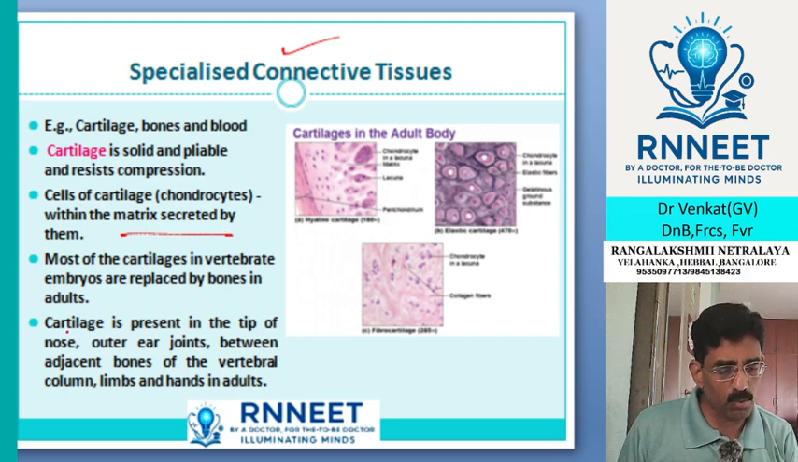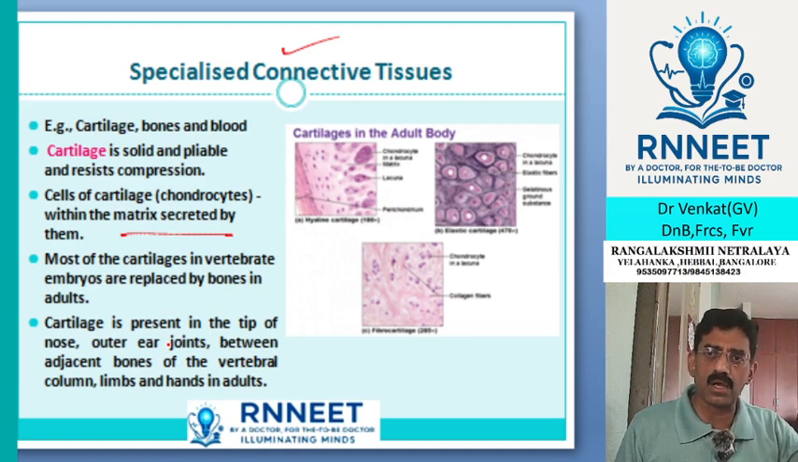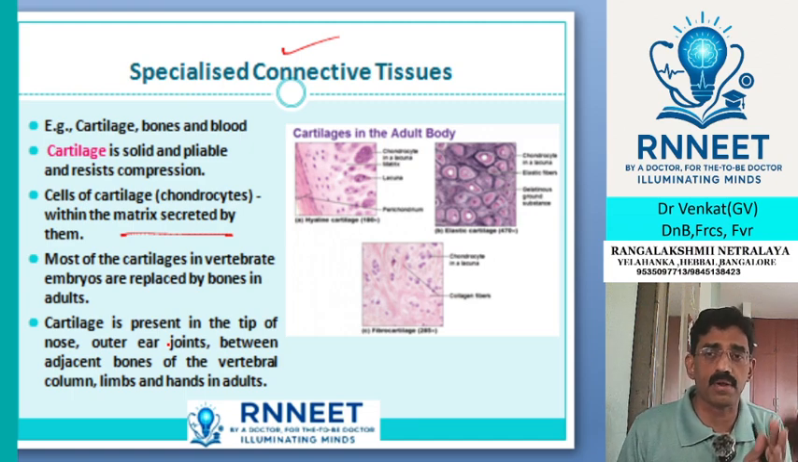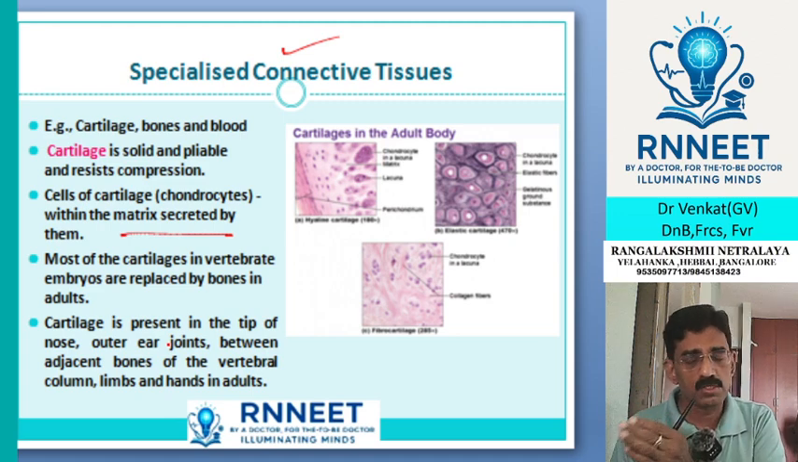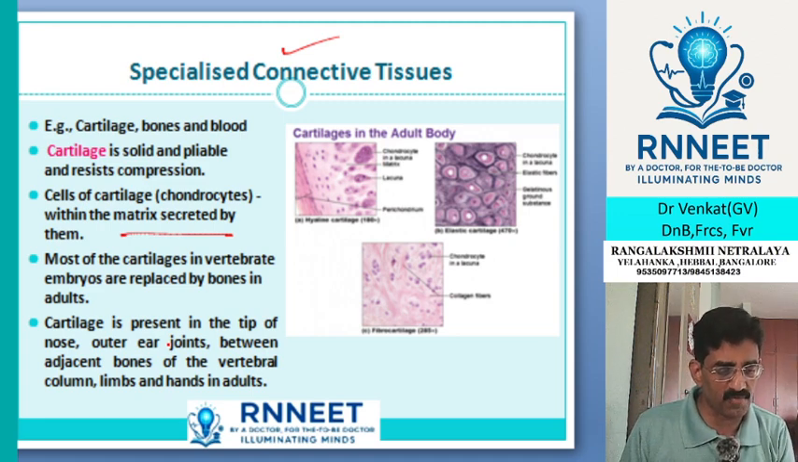Most of the cartilage in vertebrate embryos is replaced by bones in the adult. So you know this is how development takes place. In the embryo, much of it is cartilage. Gradually the cartilage becomes ossified, which means calcium hydroxyapatite gets deposited and they get replaced by bones. So membranous cartilage only becomes your bones, the flat bones in many of them.